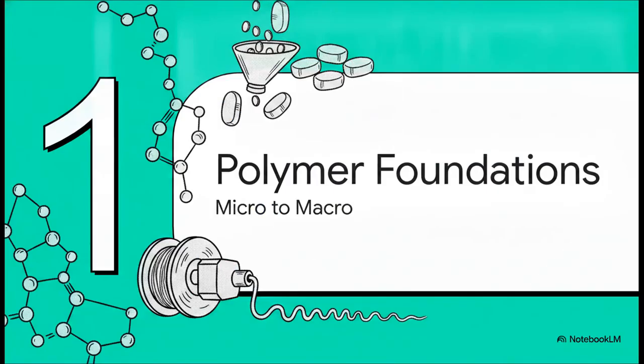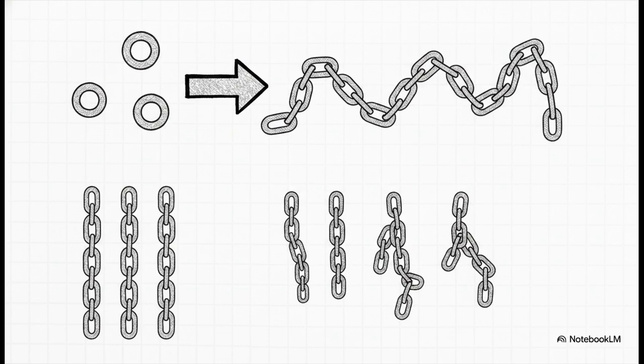Okay, Section 1, Polymer Foundations. Before we can print anything layer by layer, we really need to understand the absolute baseline. What exactly are the materials we're feeding into that extruder? The crucial thing to remember here is that polymers are just massive macromolecules made of repeating tiny units. Those are your monomers. Picture it like a bunch of individual, colorful links snapping together to form a huge chain.